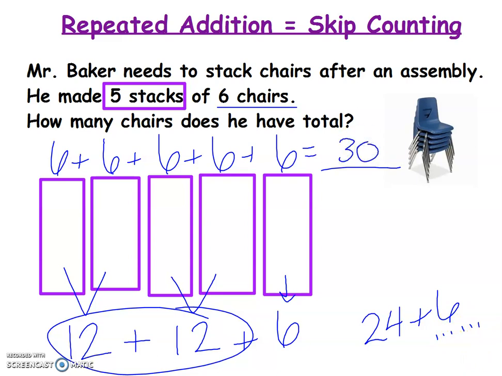Okay, that also means that if you're looking at multiplication, you have 1, 2, 3, 4, 5 groups of 6 in each group, which gives you a total of 30 chairs.